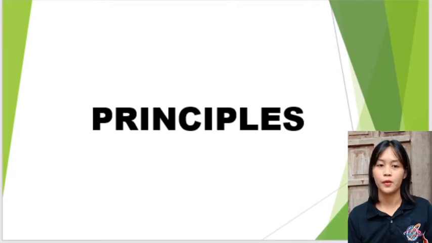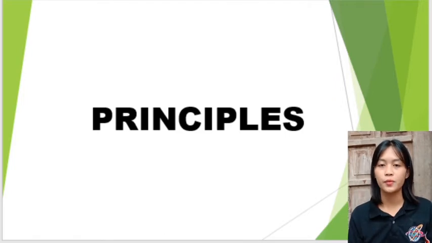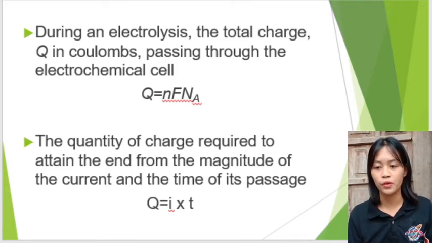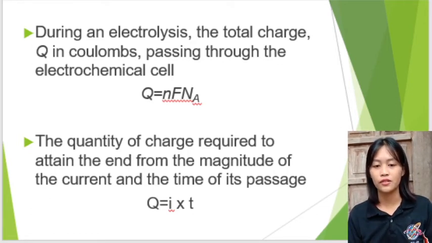For the principle, during an electrolysis, the total charge Q in coulombs passing through the electrochemical cell is proportional to the absolute amount of analyte by Faraday's law. Q equals n F N_A, where n is the number of electrons per mole of analyte, F is Faraday's constant, 96,487 coulombs per mole, and N_A is the moles of analyte.